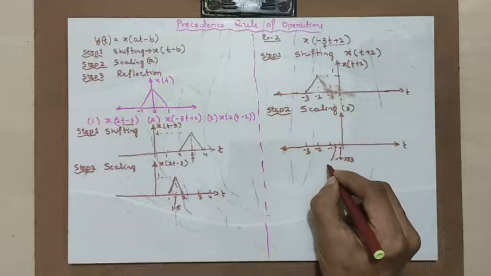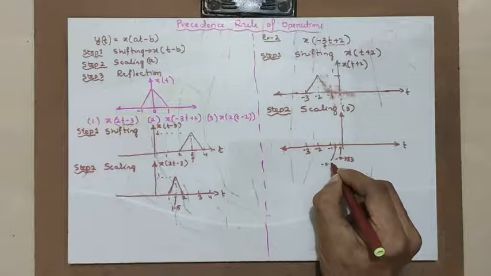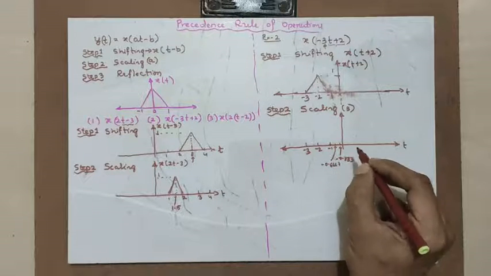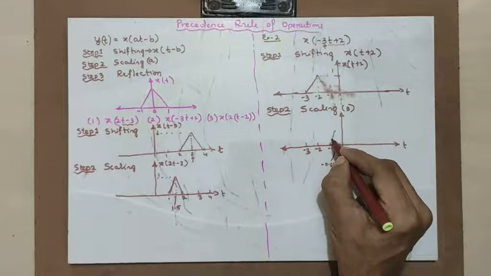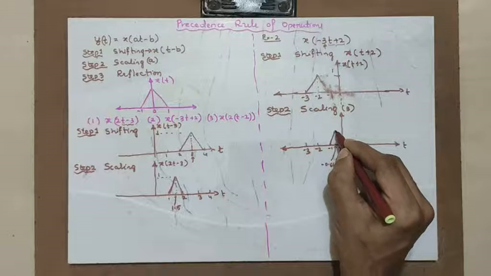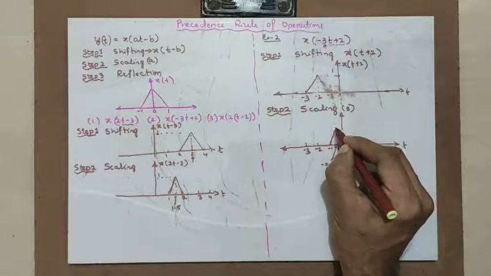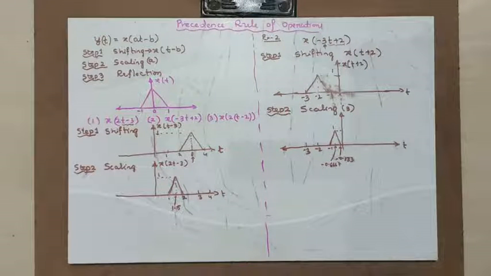Minus 0.6667. Hence the magnitude has no change. It is as it was. Yes, I got this answer. Right, but the final step is remaining.